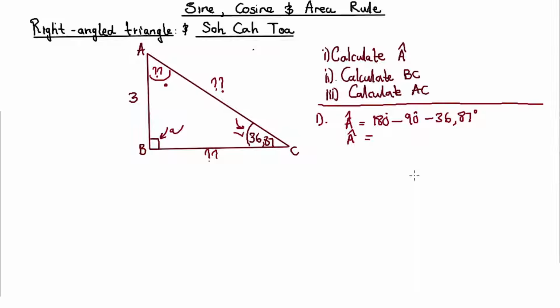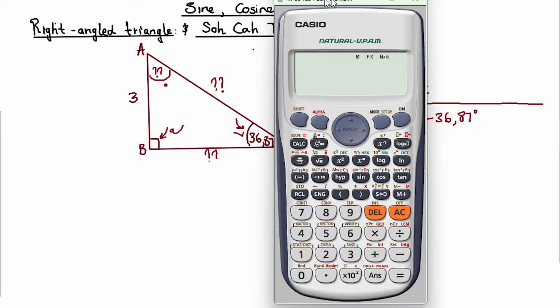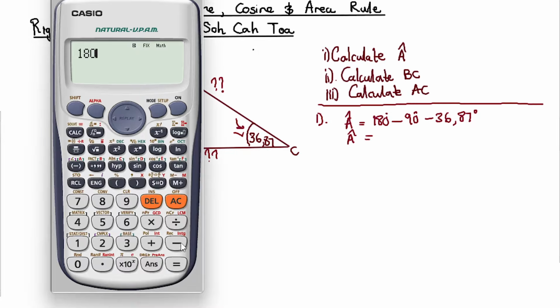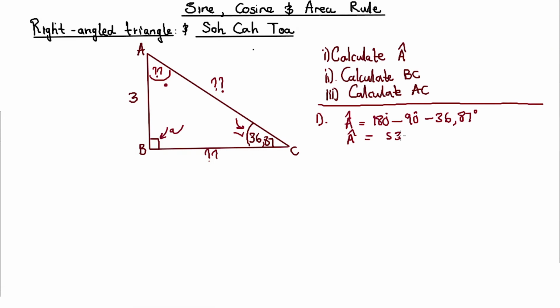So angle A is equal to, you know what, let me use this calculator. Okay, so it's 180 subtract 90 subtract 36.87. I'm getting 53.13 degrees. So this is angle A. Now, the next question is asking us to calculate what? BC. They want us to calculate BC.